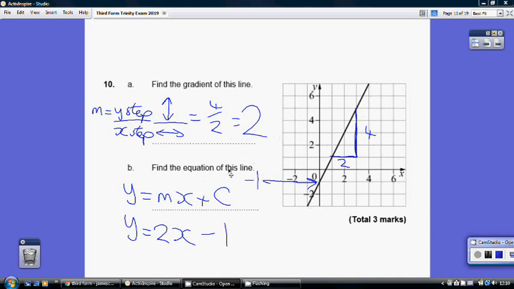Now, to find the equation of a straight line, always start off with sort of the skeleton format, if you like. An equation of a straight line is y equals mx plus c, where m is the gradient of the line, and we've already established that to be 2. So y is going to equal 2x. Now what does c represent? C is where the line crosses the y-axis, it's the y-intercept. So where does this line cross the y-axis? It crosses at -1, so c is -1. So the equation of the line is y equals 2x minus 1.